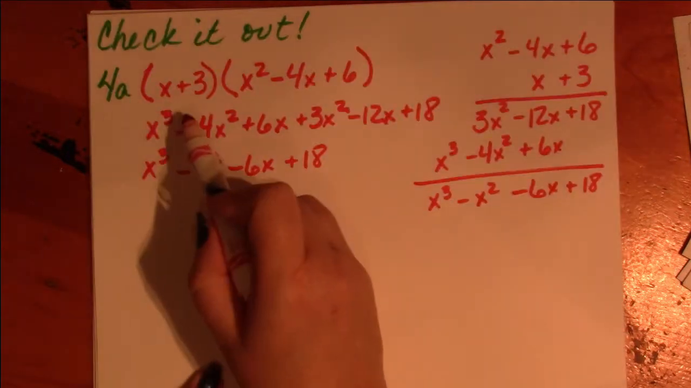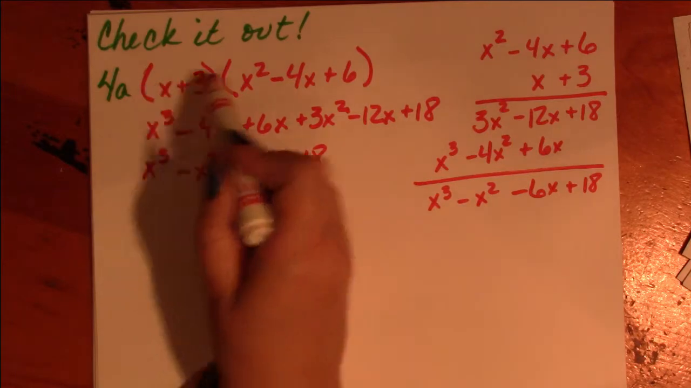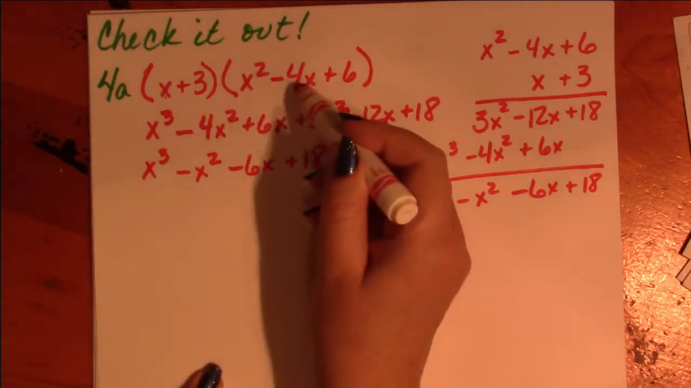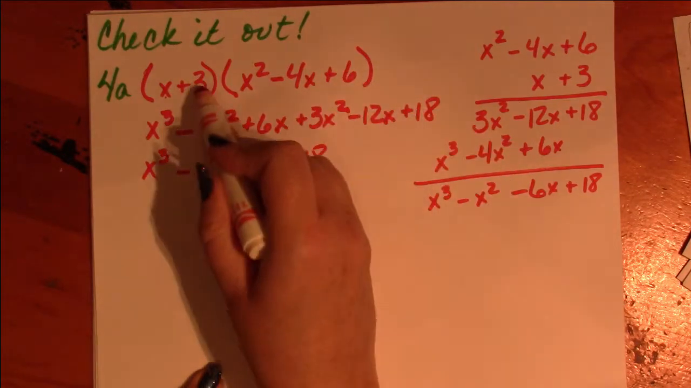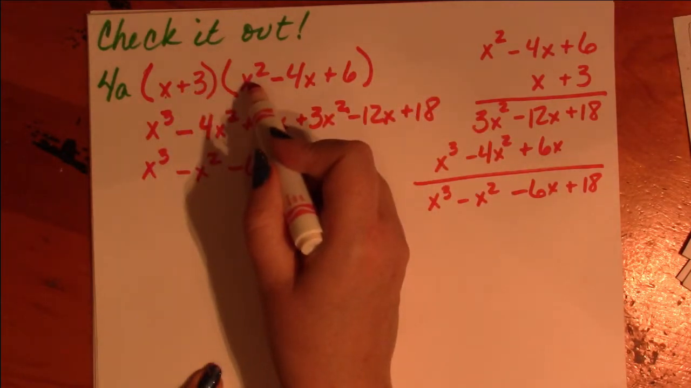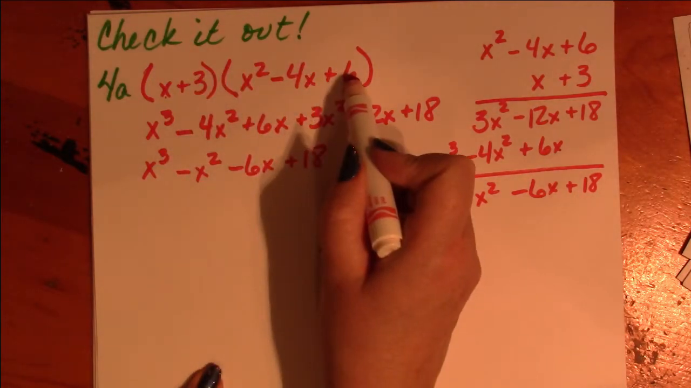Thank you. So for number 4, when we multiply x plus 3 times this polynomial, we get x cubed minus 4x squared plus 6x plus 3x squared minus 12x plus 18.